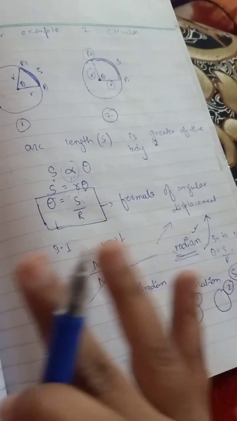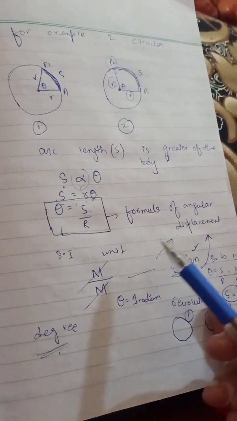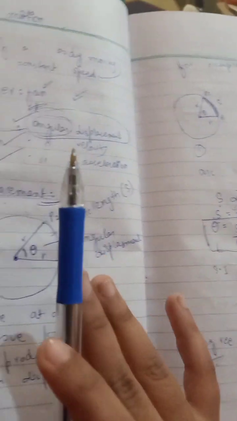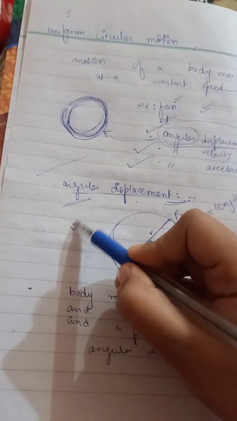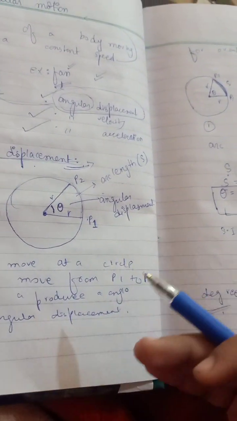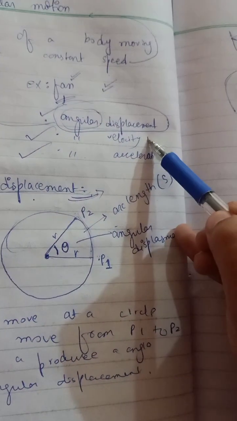So we have found 1 degree and 1 radian, and I have told you about the unit and formula of angular displacement. Today we have covered angular displacement. In the next video we will discuss angular velocity.